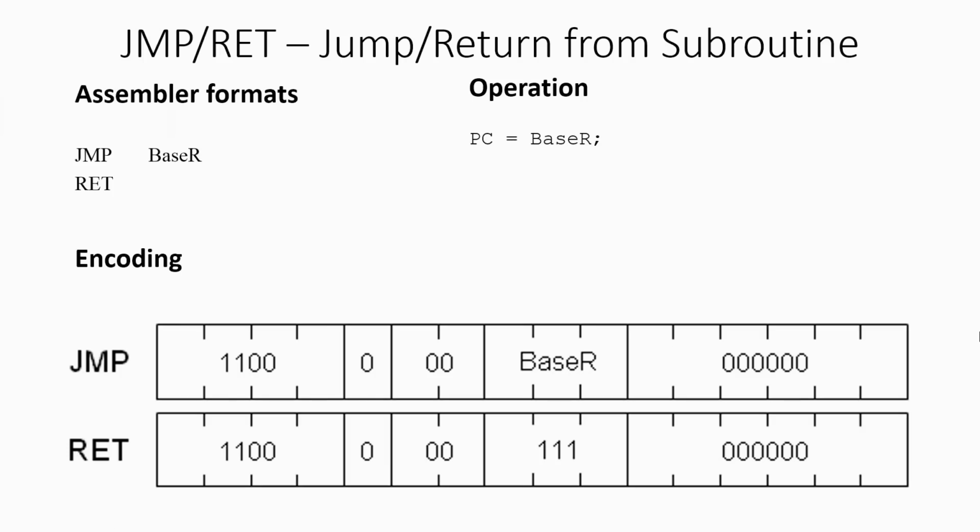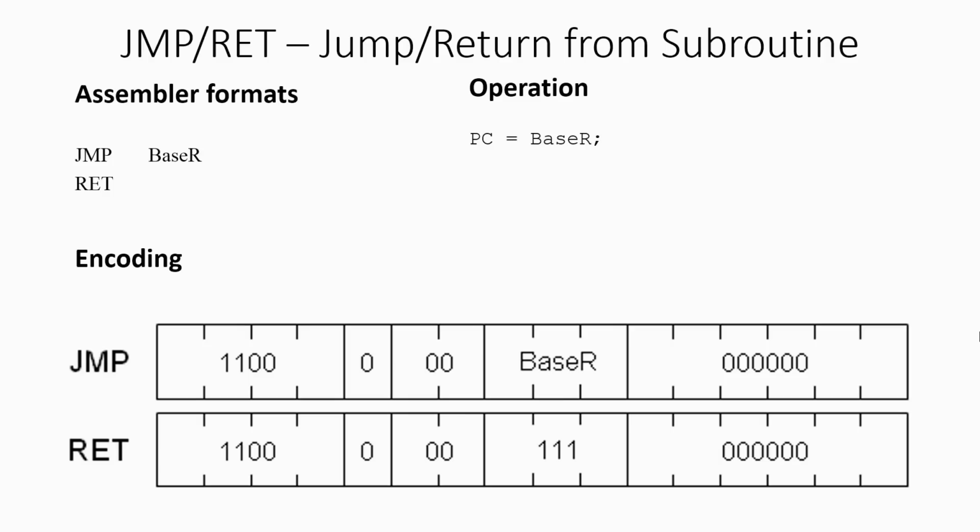We will now cover the jump and return from subroutine LC3 instructions, which have the opcode 1100. When a program encounters a jump instruction, it unconditionally jumps to the location specified by the contents of the base register in bits 8 through 6. The operation that occurs is that the PC is set to the base register. The jump instruction can be used to overcome the limitations of a conditional branch instruction.